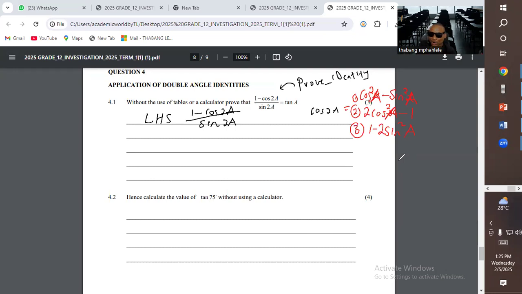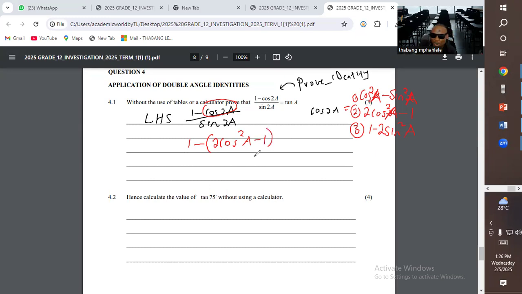This is also there on the grade 12 maths formula sheet. Cos 2A is equivalent to cos squared A minus sine squared A, 2 cos squared A minus 1, and 1 minus 2 sine squared A. In this case, I'm going to substitute this cos 2A with one of those three expressions. So I'm going to say 1 minus, and I'm picking number 2, 2 cos squared A minus 1.